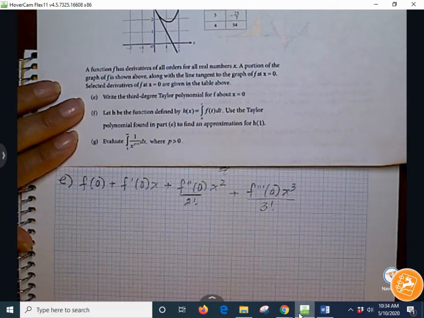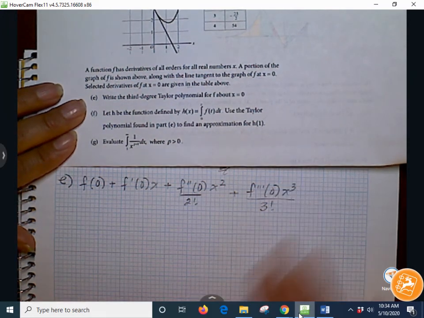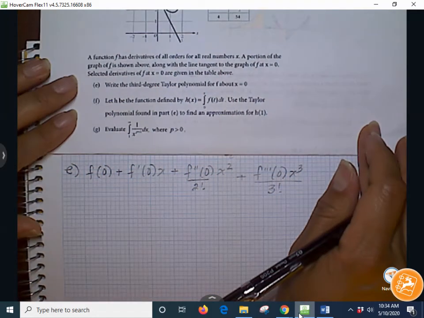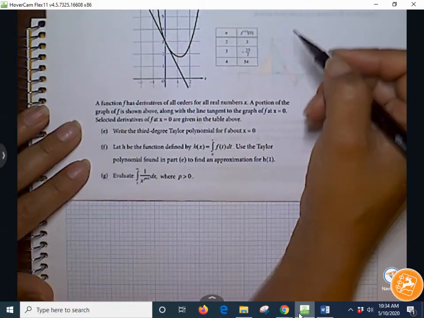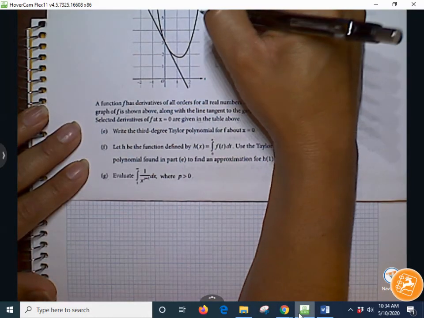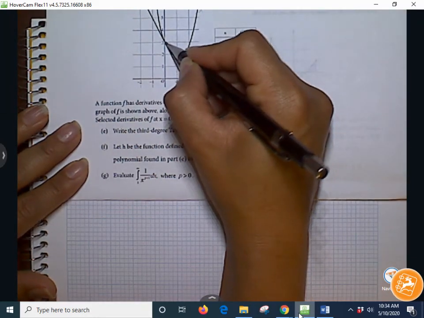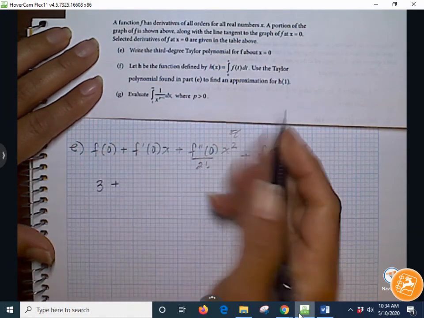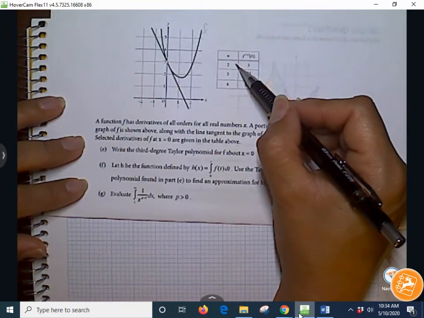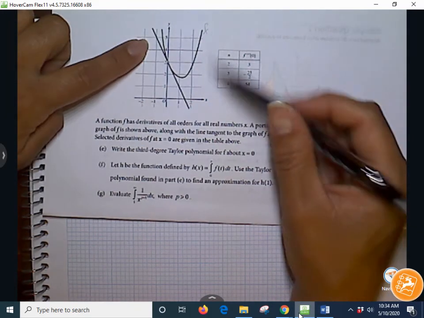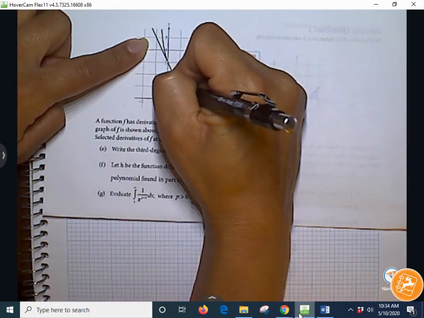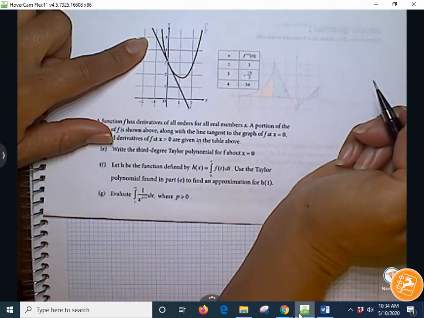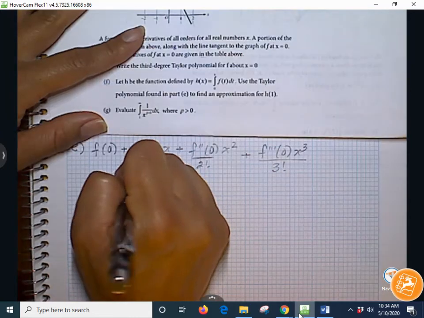Now I'm going to substitute things into my formula. Okay, so let's see what I've got. For f of 0, it doesn't have that on the table, but they said that this is the graph of f. And so that would be f of 0, 3. So I have 3 plus f prime of 0. Well, they don't have the first derivative, but they did tell me that this is the tangent line. So the slope of the tangent is the first derivative. So that is a slope of negative 2. So this will be negative 2x.